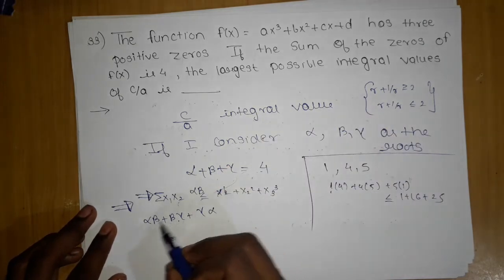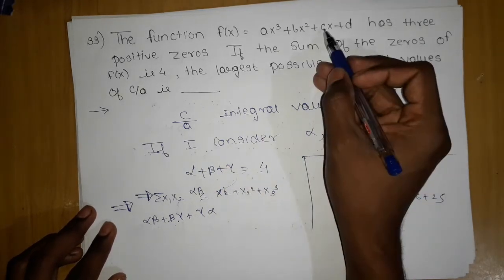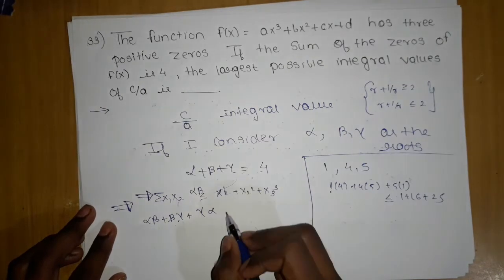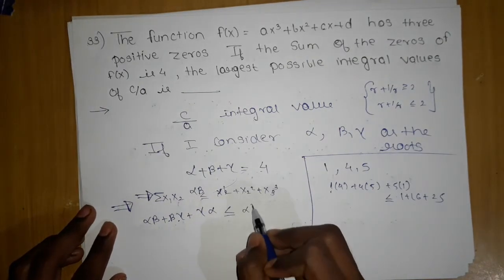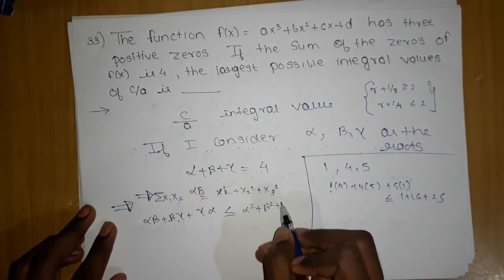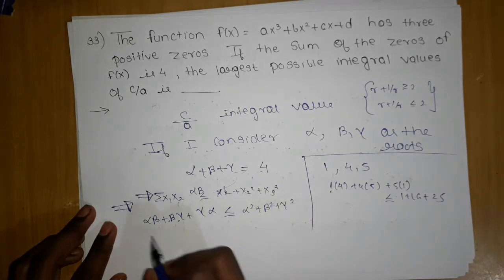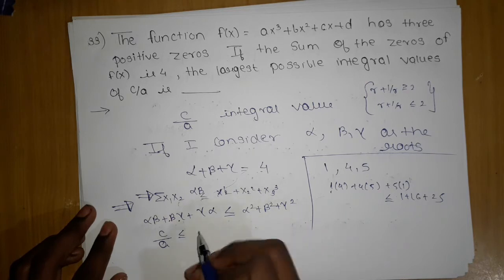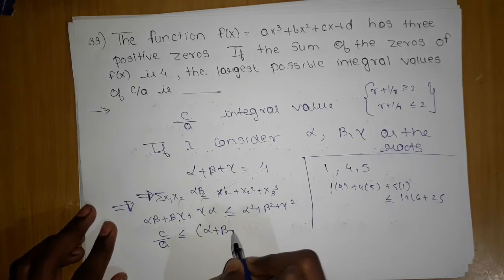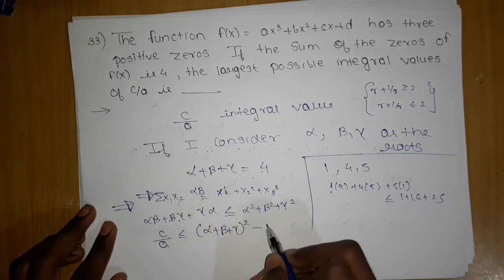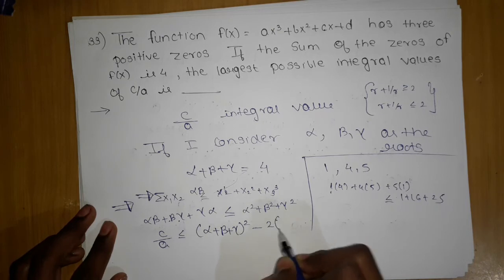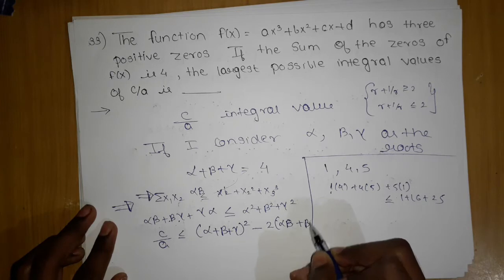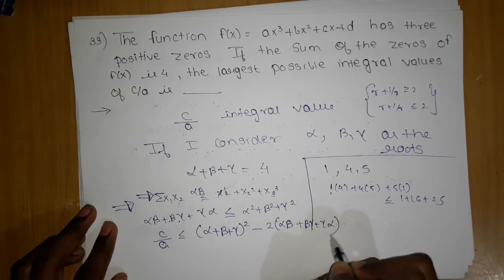Because alpha beta, beta gamma, gamma alpha is c by a, whose value we want to find, is less than or equal to alpha square plus beta square plus gamma square. Now this value is c by a. We can write this as alpha plus beta plus gamma whole square, which we have done so many times, minus 2 into alpha beta plus beta gamma plus gamma alpha.